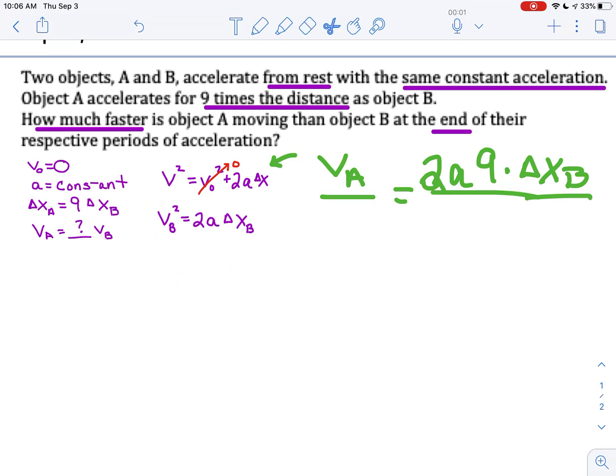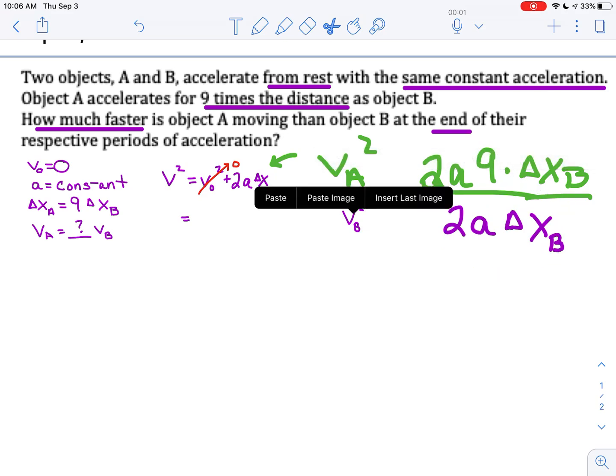So for VB, my final velocity squared, which I need to add to the green one here, you guys. So this guy squared, and then this is the part that goes on the bottom. So now I have my ratio. Make this bigger. Okay, so I have my ratio.